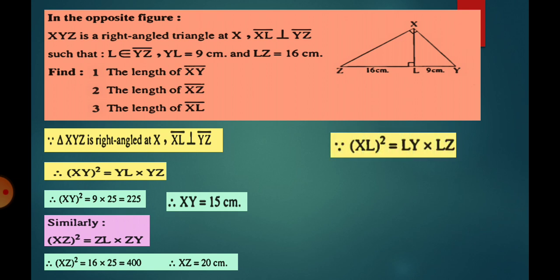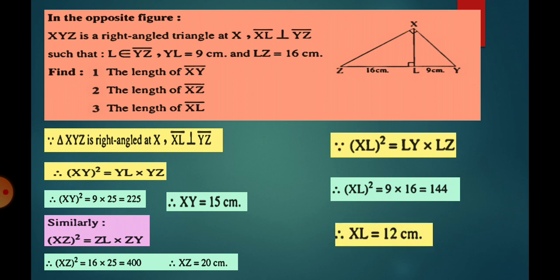What about XL? Here we can use Euclidean: XL power 2 equals LY times LZ, equals 6 times 16 times 9, equal 144. Then XL equals 12. We can find the length of XL another way.